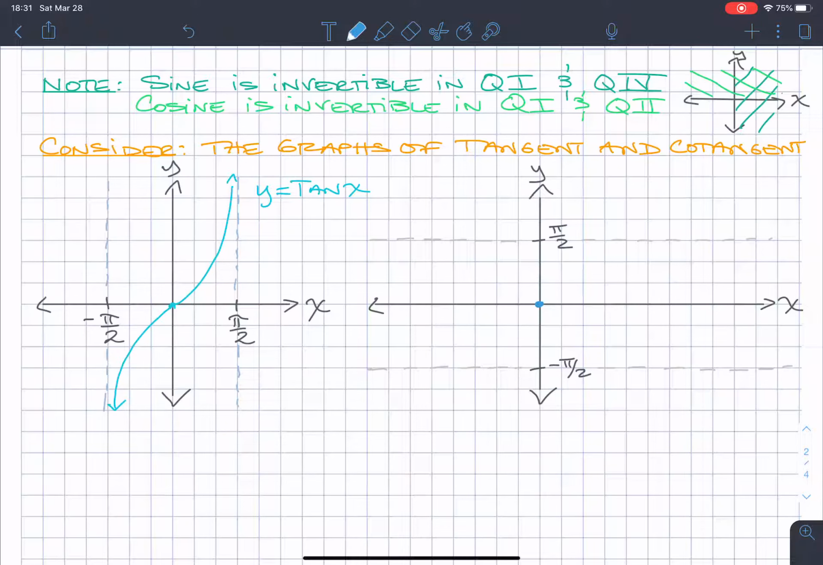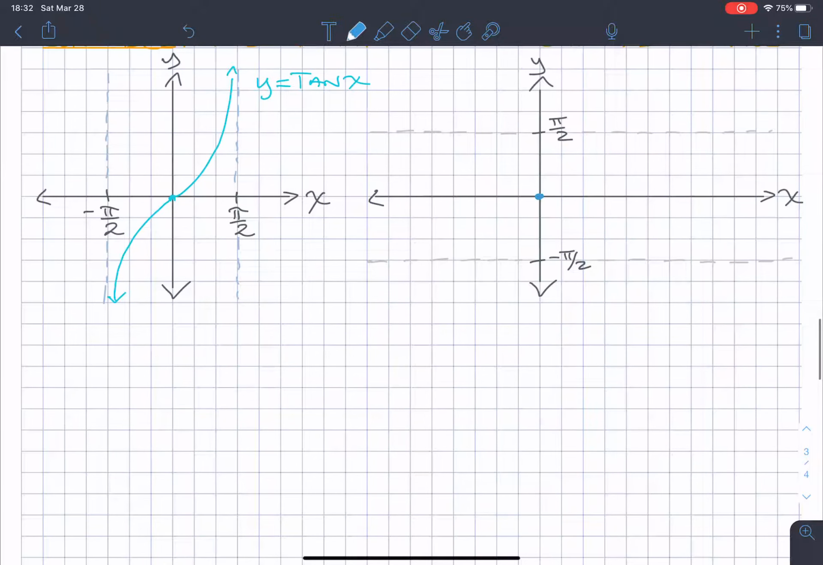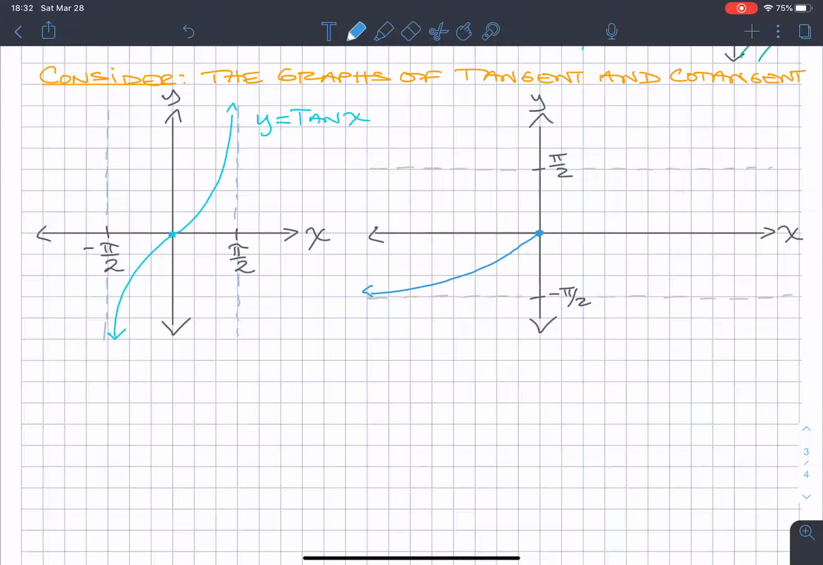Okay, but what happens if I go to the left on the graph of y equals tangent of x? I notice as x approaches negative pi over 2, y becomes negatively infinite. So I claim as y approaches negative pi over 2, x becomes negatively infinite on the graph of the inverse. Similarly, on the graph of y equals tangent of x, as x approaches pi over 2, y becomes infinite. So I claim as x becomes infinite, y approaches pi over 2 on the inverse function. So this is the plot of y is equal to inverse tangent of x.